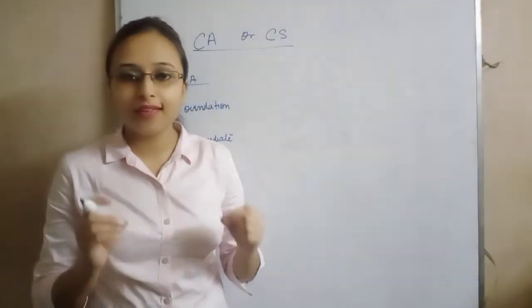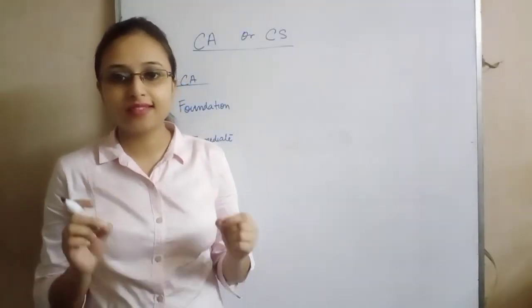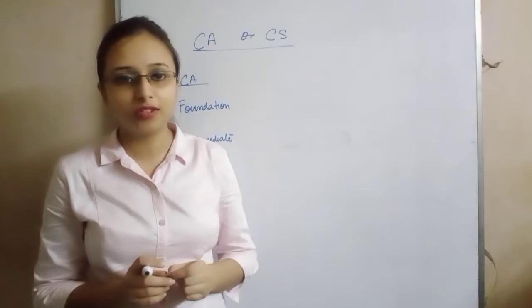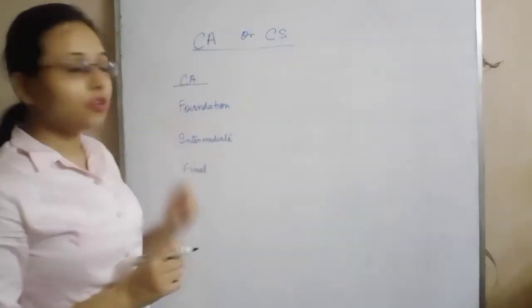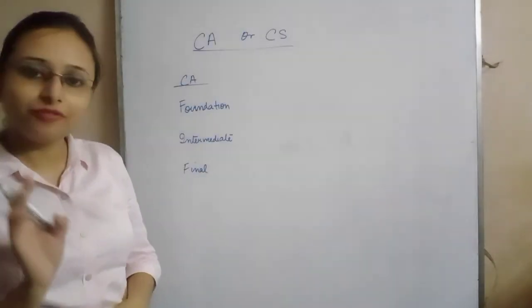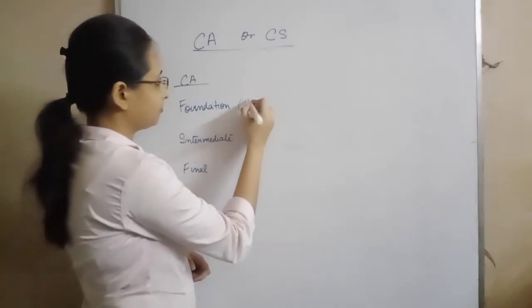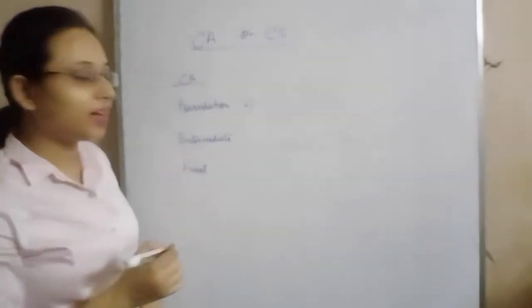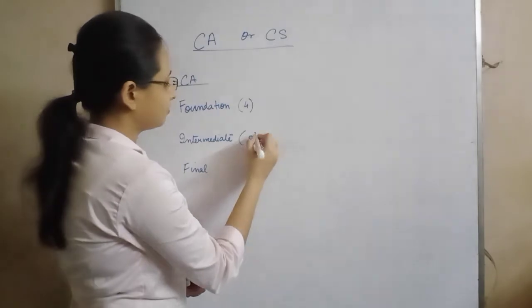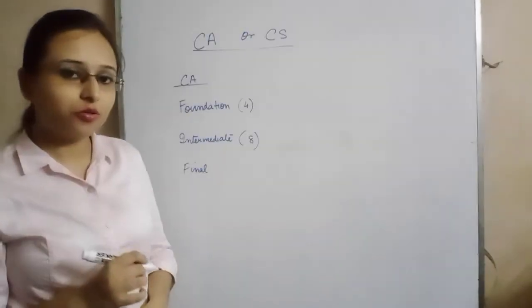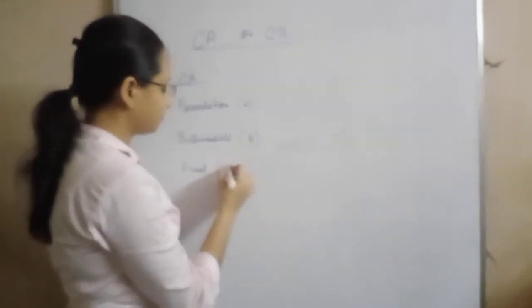Foundation is the basic step, or the clearance test, that you are going to appear for in the CA exam. The Foundation exam will consist of 4 papers. Intermediate will consist of 8 papers. Finals will also consist of 8 papers.